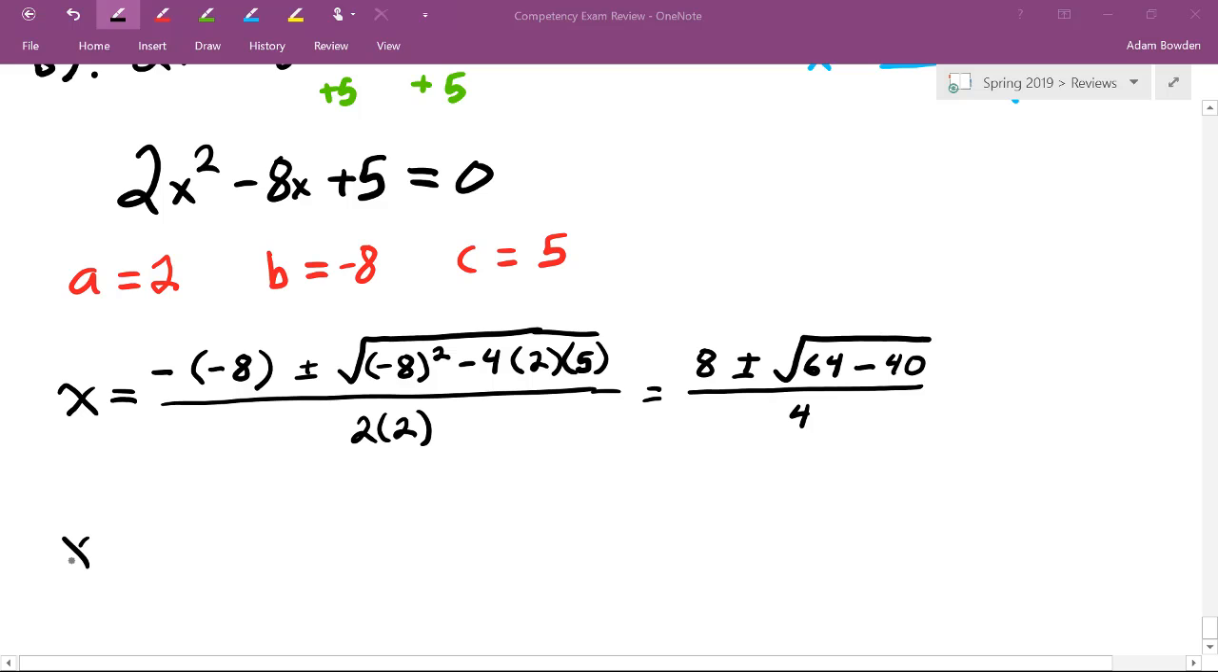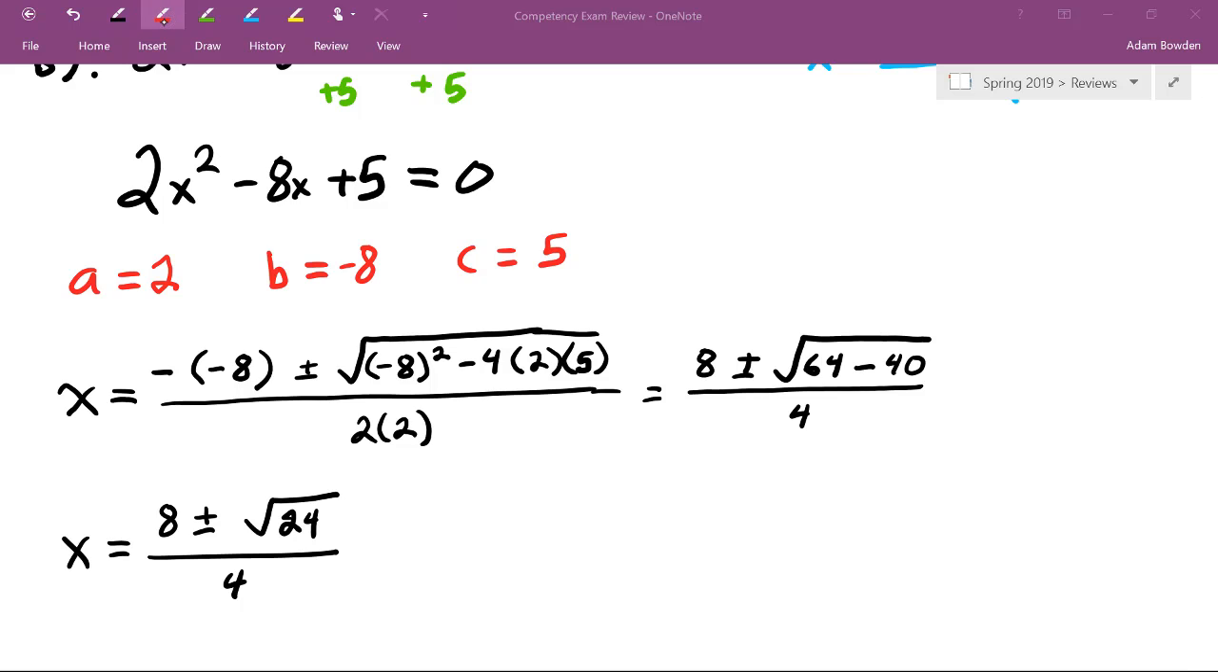Okay, now if we do the subtraction, we're going to have 8 plus or minus the square root of 64 minus 40, which is 24, all over 4. And now this is a situation where the square root of 24 is not an easy number, not like the last example where we got just a whole number as a result.